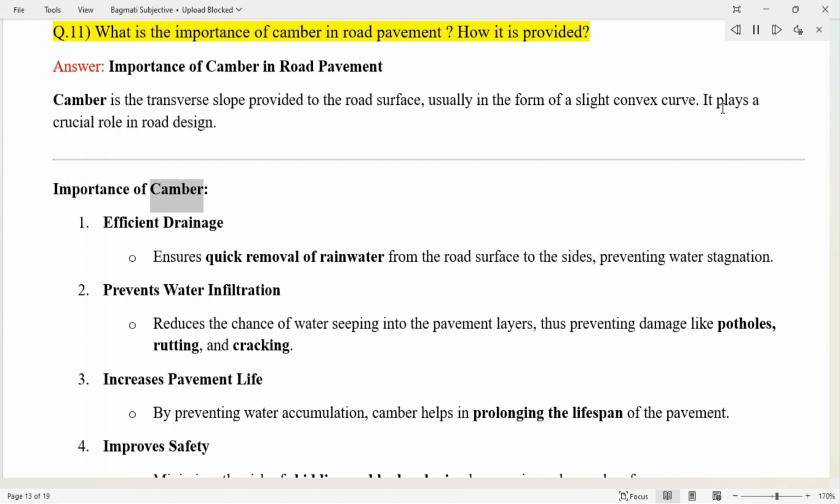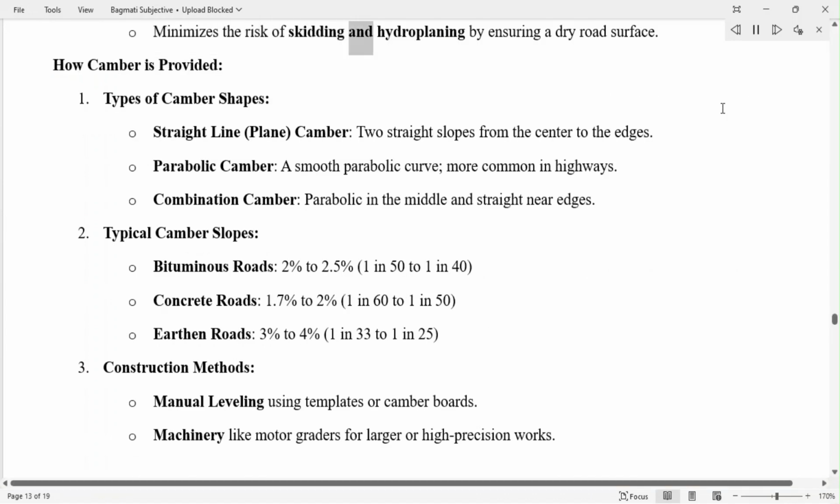Importance of camber. Efficient drainage: ensures quick removal of rainwater from the road surface to the sides, preventing water stagnation. Prevents water infiltration: reduces the chance of water seeping into the pavement layers, thus preventing damage like potholes, rutting, and cracking. Increases pavement life: by preventing water accumulation, camber helps in prolonging the lifespan of the pavement. Improves safety: minimizes the risk of skidding and hydroplaning by ensuring a dry road surface.